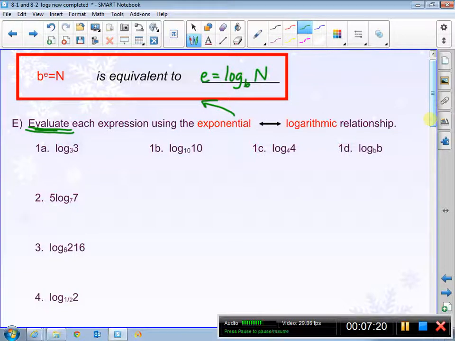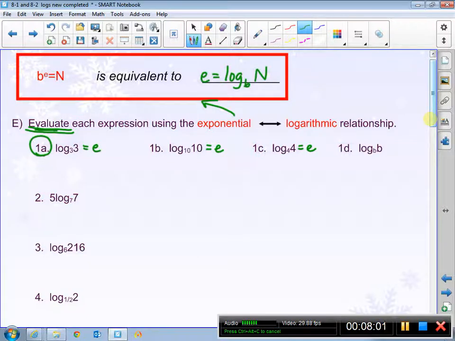So in some cases, it'll be necessary to take a log expression and change it to exponential so that we can figure out the answer. So 1a and b and c and d are all log expressions, everything here. So we want to say we know this is going to equal an exponent. They all will. This is going to equal an exponent, this is going to equal an exponent, and this is going to equal an exponent.